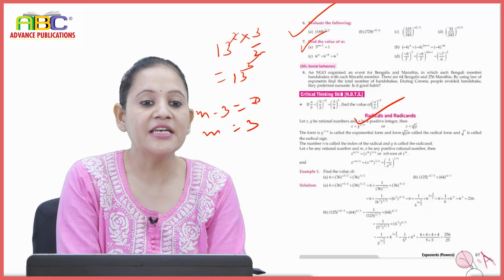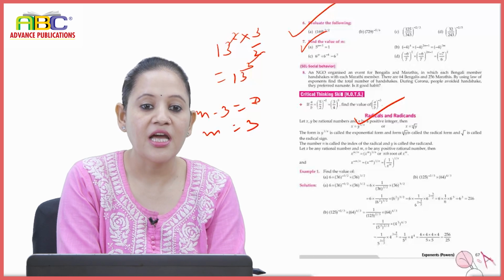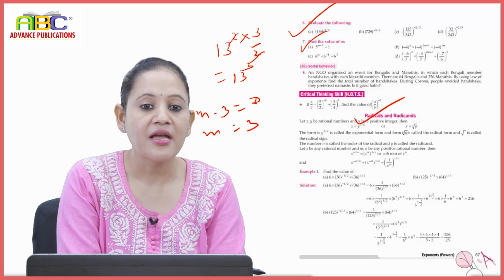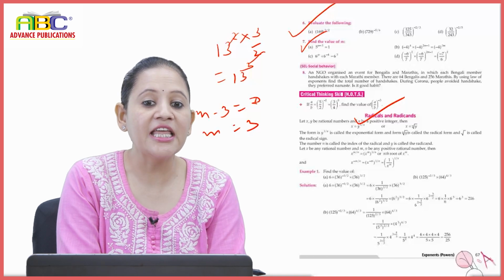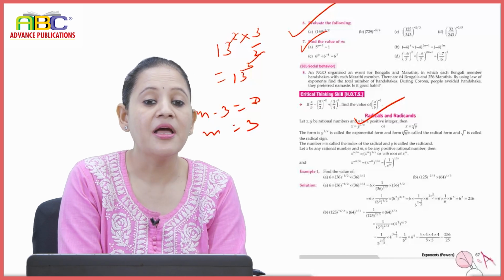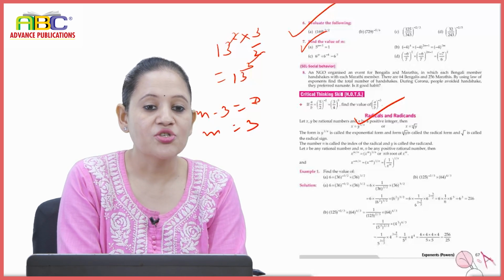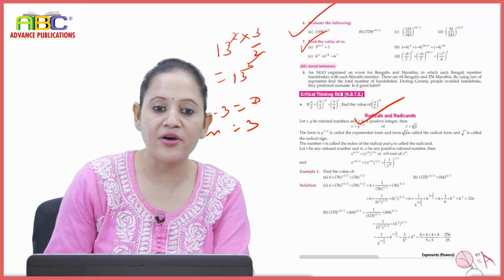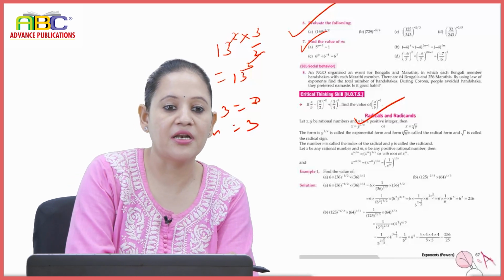Clear? Let x be any rational number and m and n be any positive rational numbers. Then x to the power m upon n is equal to x to the power m multiplied by 1 upon n, or the nth root of x to the power m. x to the power minus m upon n, we can write as x to the power minus m multiplied by 1 upon n. So that is equal to, since it is minus, we take it down, it becomes positive: 1 upon x to the power m into 1 upon n.